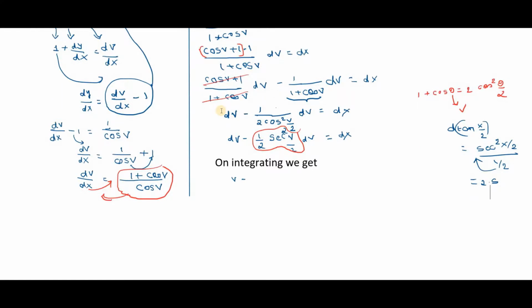Sorry, the differentiation of tan x by 2 is sec square x by 2 multiplied by 1 by 2. So then we can write its integration as tan v by 2, is equal to the integration of dx, which is x plus the integrating constant c.